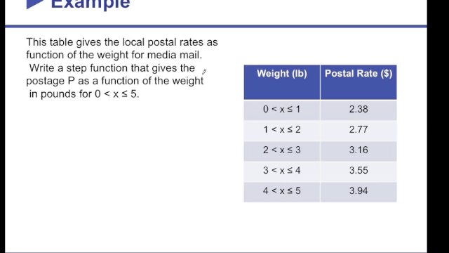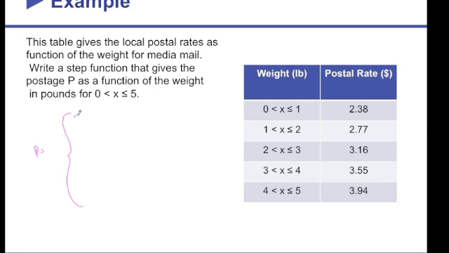This table gives the local postage rates as a function of weight for medium mail. Write a step function that gives the postage P as a function of the weight in pounds. And you can see between 0 and 1 pounds, it's one rate, and then it changes depending on how many pounds they are. So to write this piecewise function, this is going to have 5 pieces.